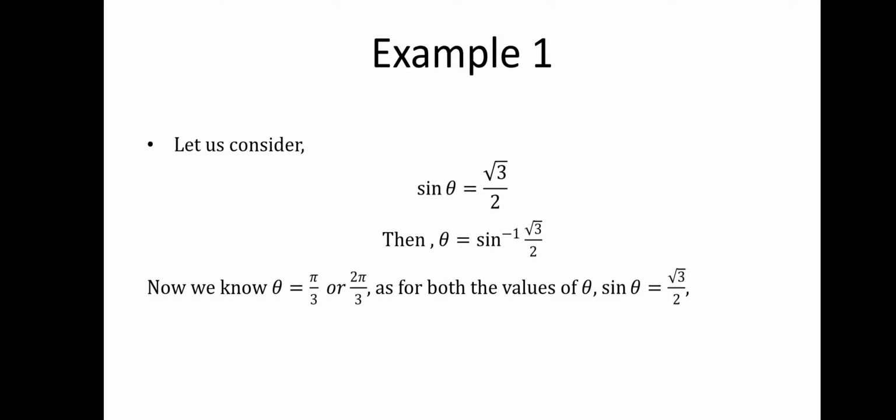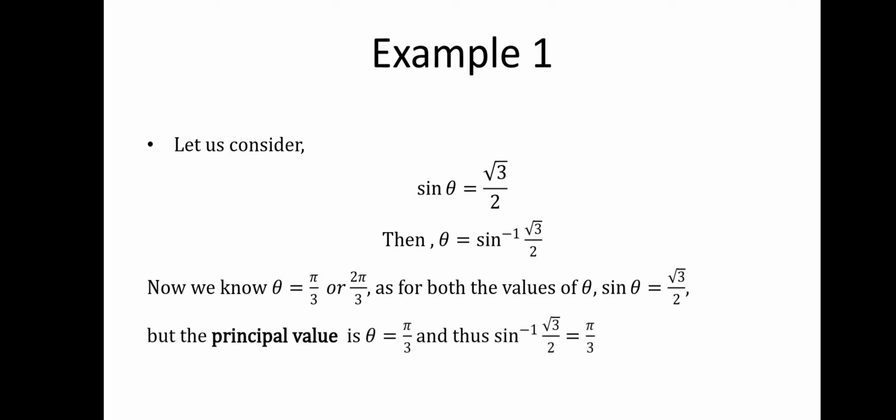But we need to understand the idea of principal value. So we are not much bothered about any value. This is not the case of a general solution. This is obviously the particular solution. This is the principal value that we are trying to find out. So 2 pi by 3 doesn't lie between minus pi by 2 and pi by 2. Therefore the principal value will be obviously pi by 3. So this is something we have to understand.